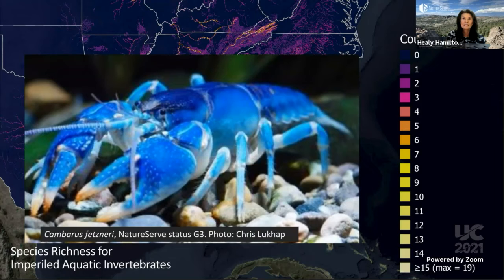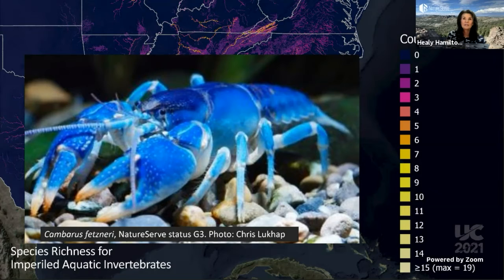And they are essential parts of the aquatic food chain. If you like fishing, you need to care about these critters. They help maintain water quality, they cycle nutrients, and as a group, they are the most imperiled element of biodiversity in our country. They've suffered the most extinctions, and almost half of remaining species are at risk.